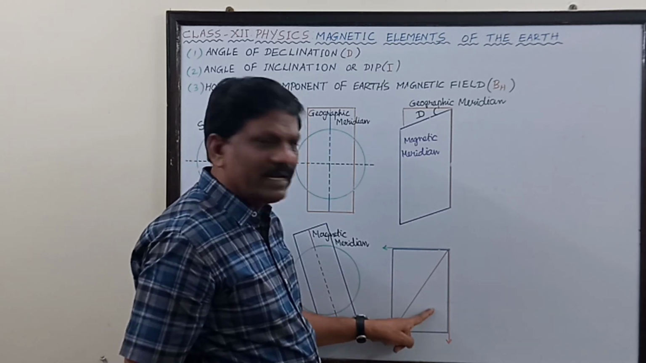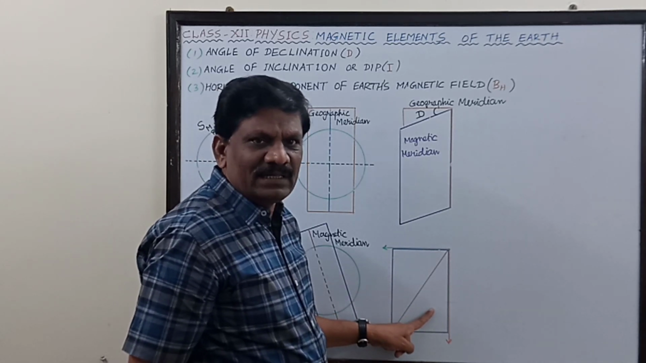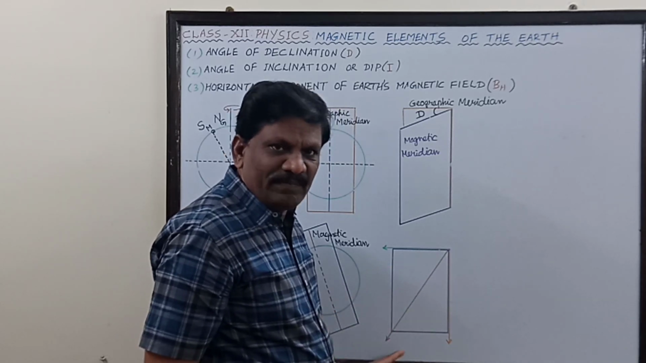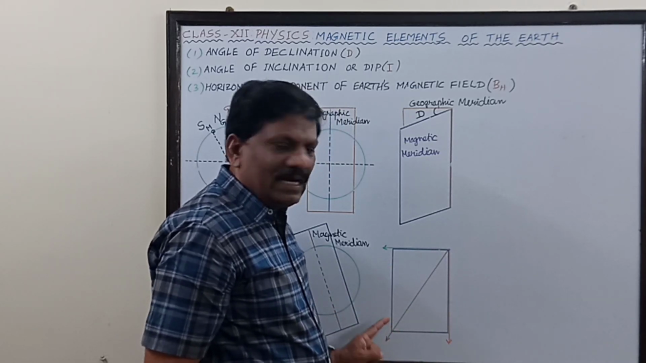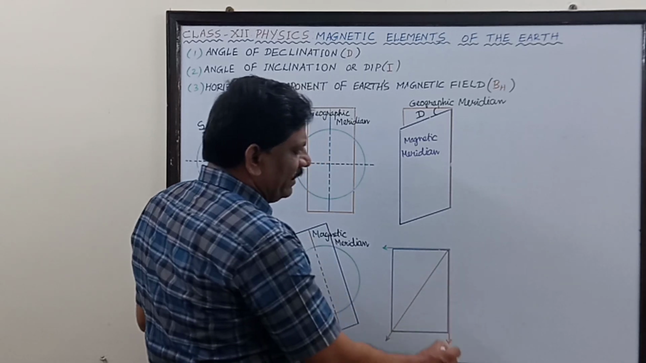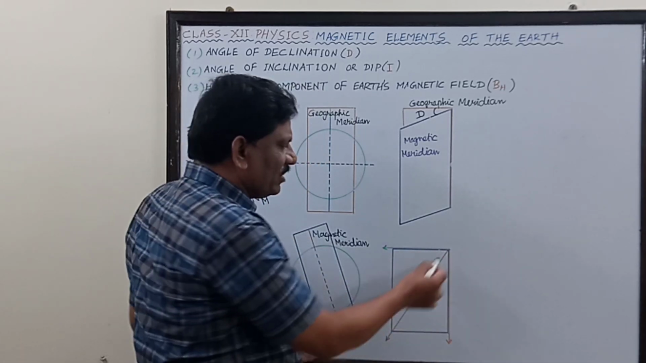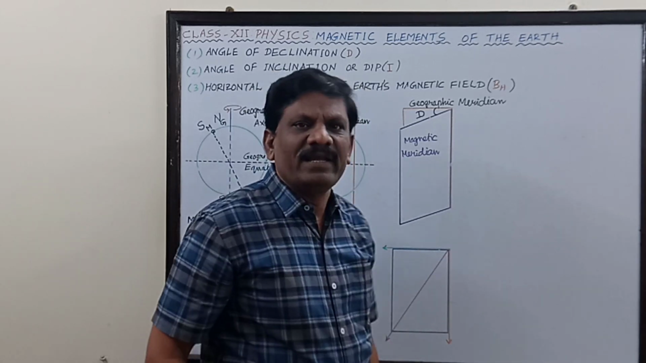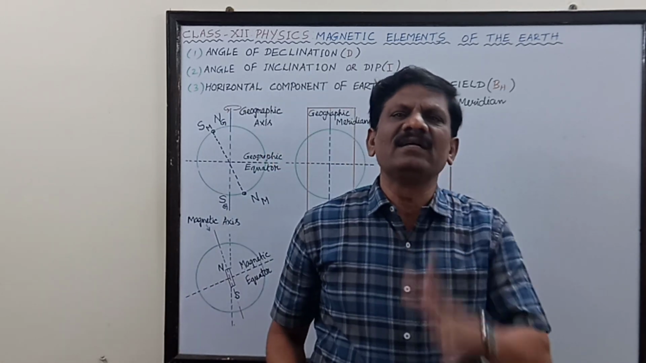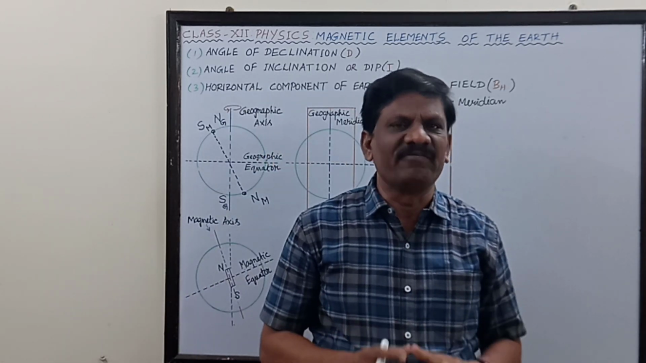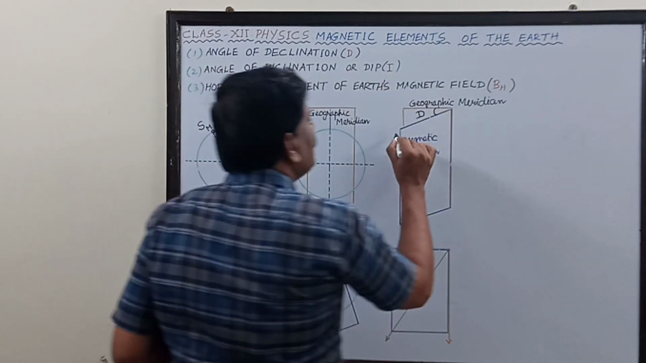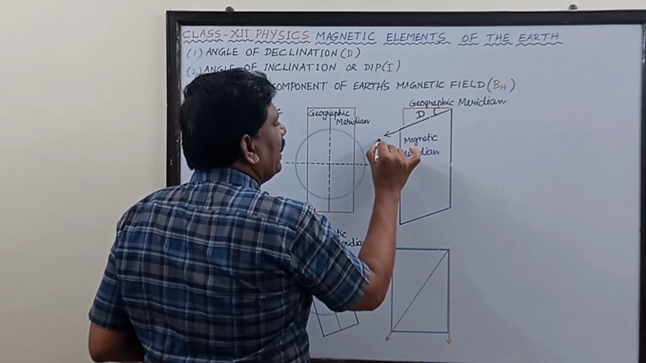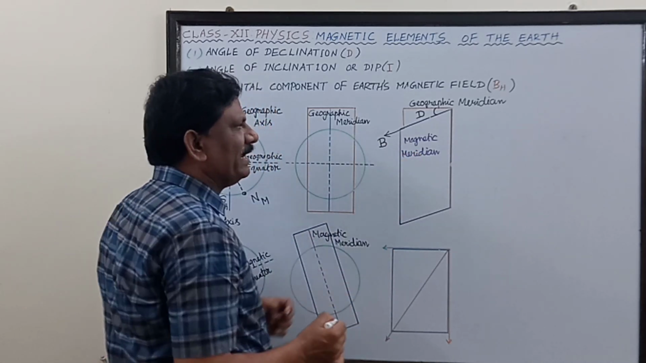In the sixth picture, I have shown only the magnetic meridian. It is represented by a rectangular plane. So this is a magnetic meridian, isn't it? And the longer side is along the y-axis and the shorter side is along the x-axis. So the shorter side is now forming the horizontal component of the Earth's magnetic field. So children, this one is called the horizontal component of the Earth's magnetic field.